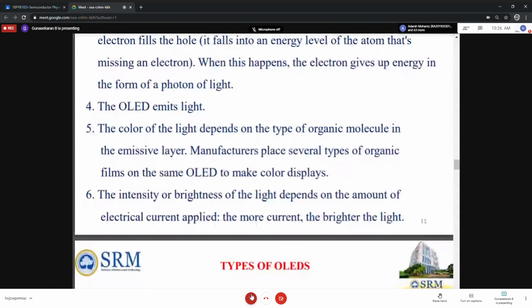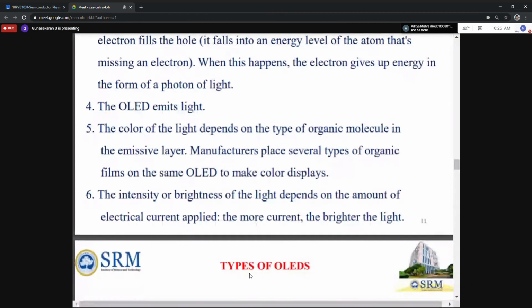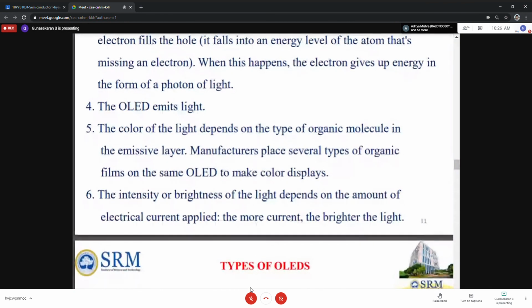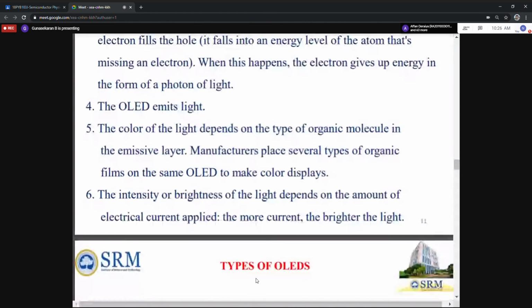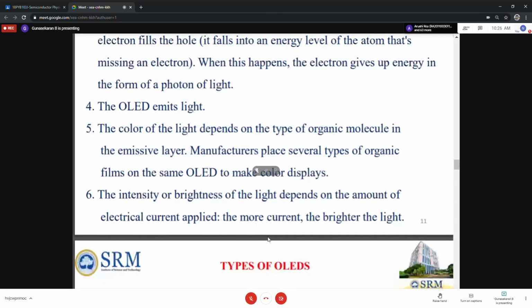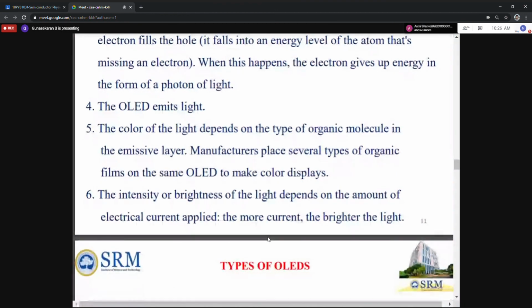So how is the light radiation coming out? That is very simple. See, the cathode, anode, and in between the two layers, emissive and conductive. The cathode gives electrons to the emissive layer, the anode removes electrons from the conductive layer. Due to this, electron hole carrier generation takes place. After that, holes jump from conductive to emissive and combine with the electrons. So electron hole recombination takes place, and due to this, a photon of energy comes out.